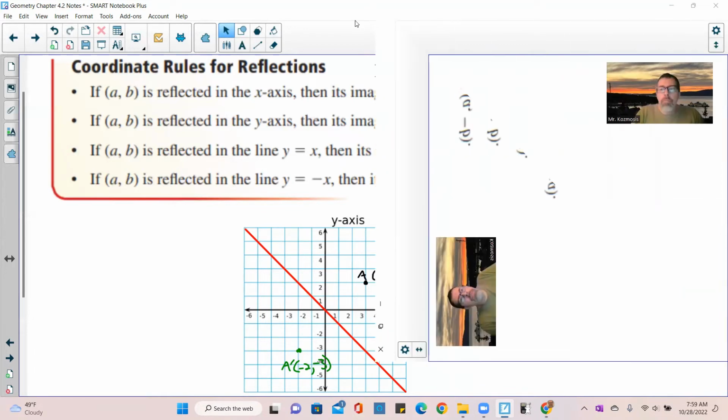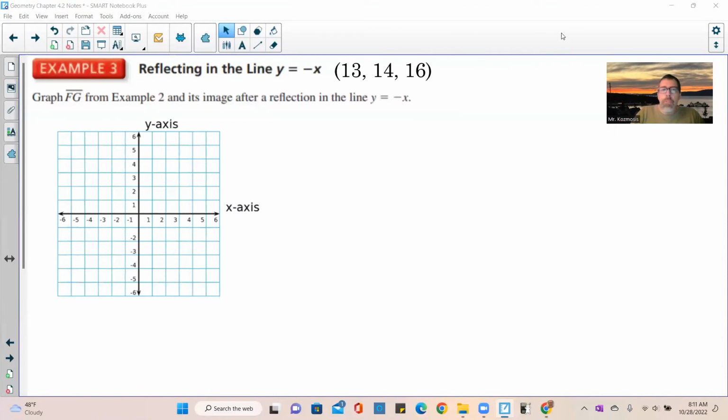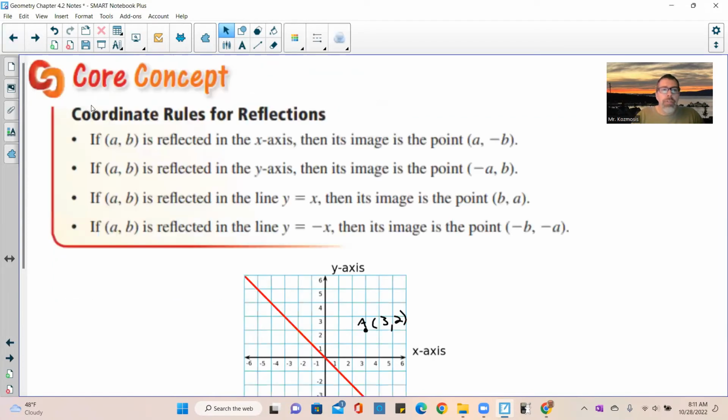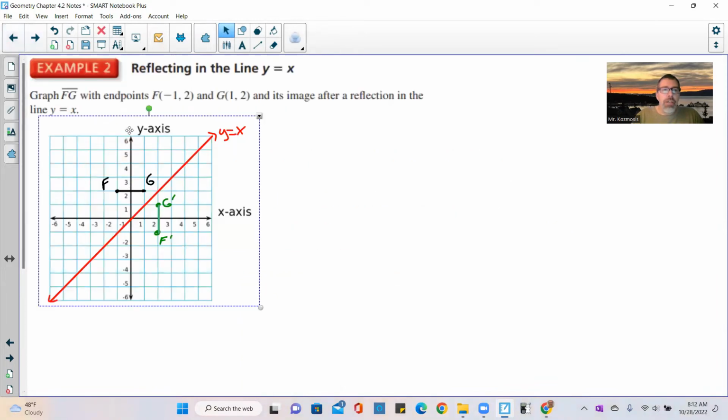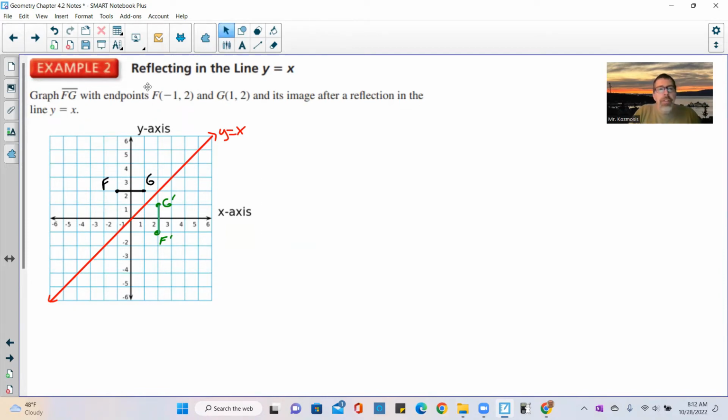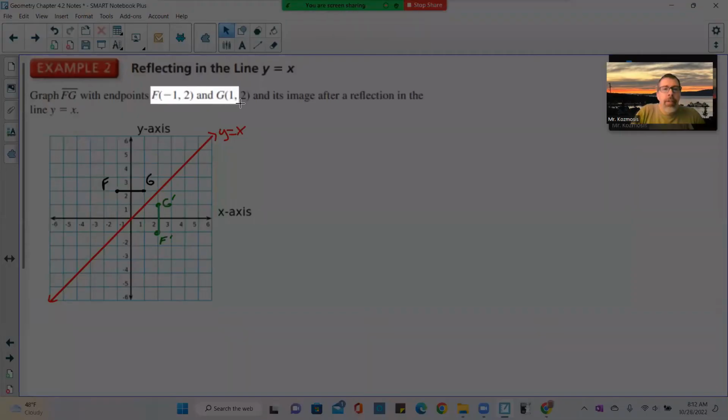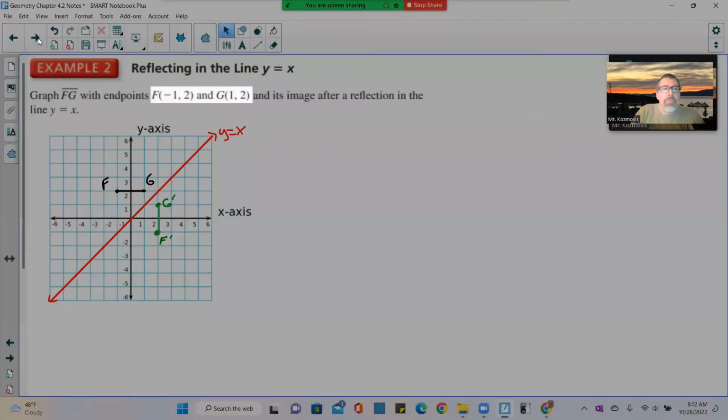And let's take a look. Okay, example 3, reflecting in y equals negative x. Graph FG from example 2. Okay, so I have to go back to example 2. FG was -1, 2. All right, so I don't know why they did that, but let me copy this. So if, here's FG.